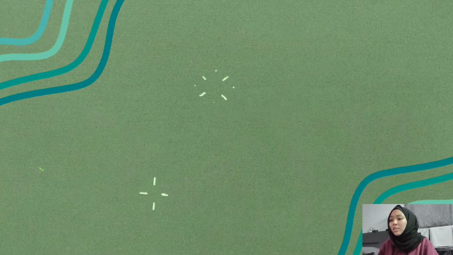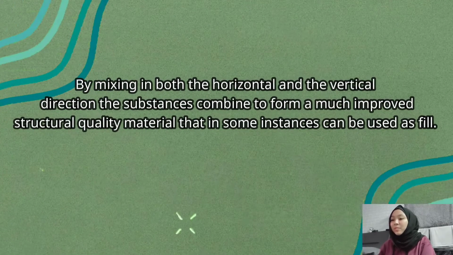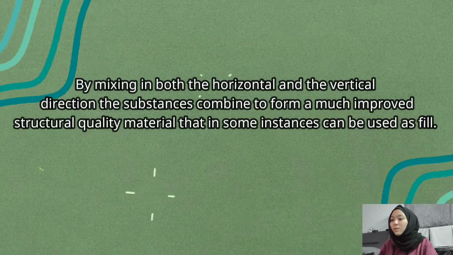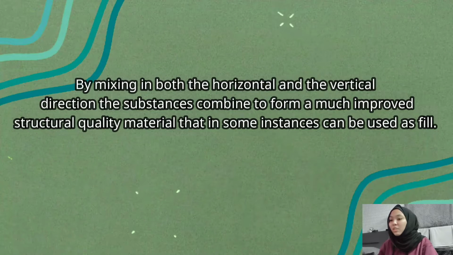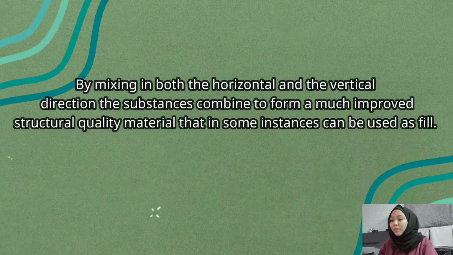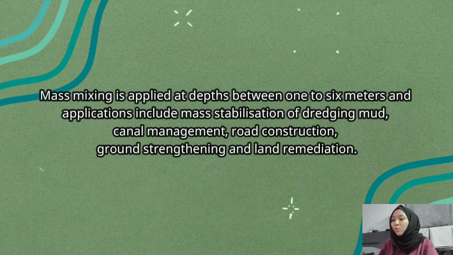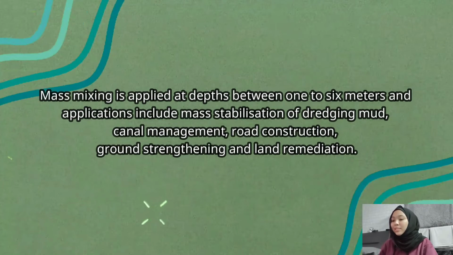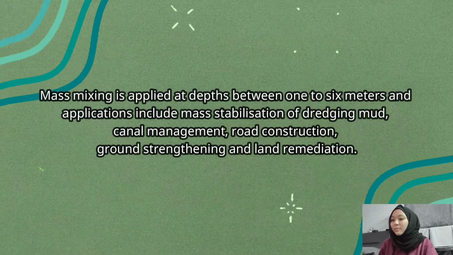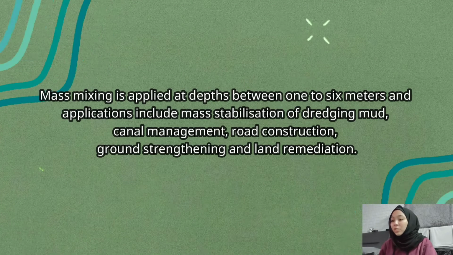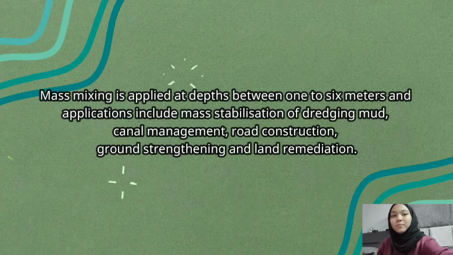By mixing in both the horizontal and the vertical direction, the substances combine to form a much improved structural quality material that in some instances can be used as a fill. Mass mixing is applied at depths between 1 to 6 meters and applications include mass stabilization of dredging mud, canal management, road construction, ground strengthening and land remediation.